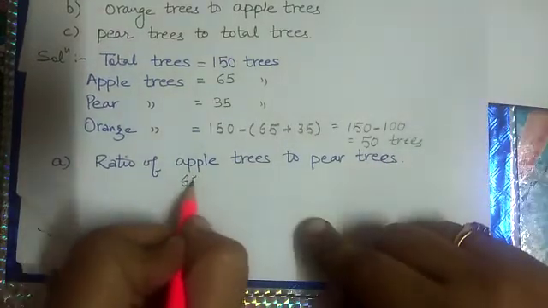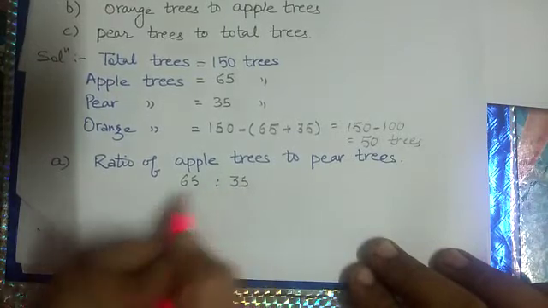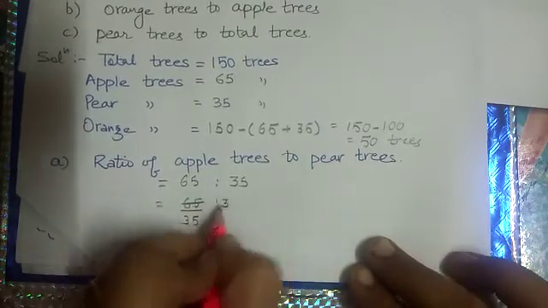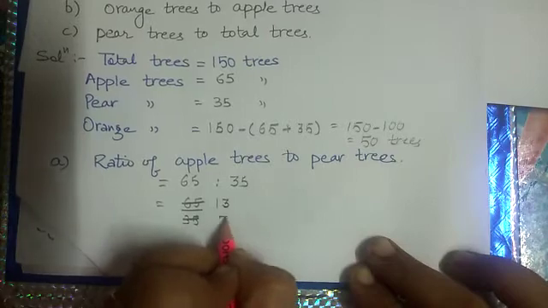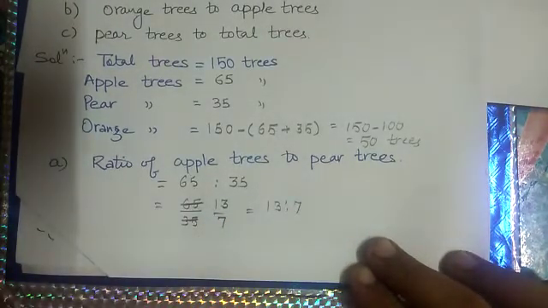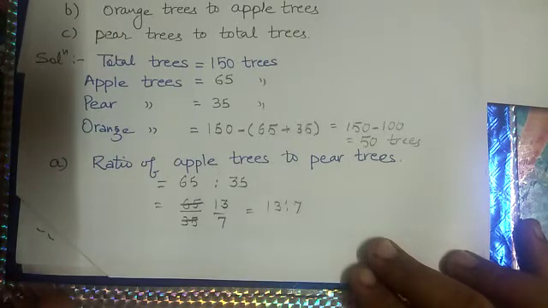Now first part, ratio of apple trees to pear trees. Apple trees are 65, pear trees are 35. To solve this expression we will divide, both of the numbers are divisible by 5, so the ratio in the simplest form became 13 ratio 7. Now B and C parts of the question will be solved by you.